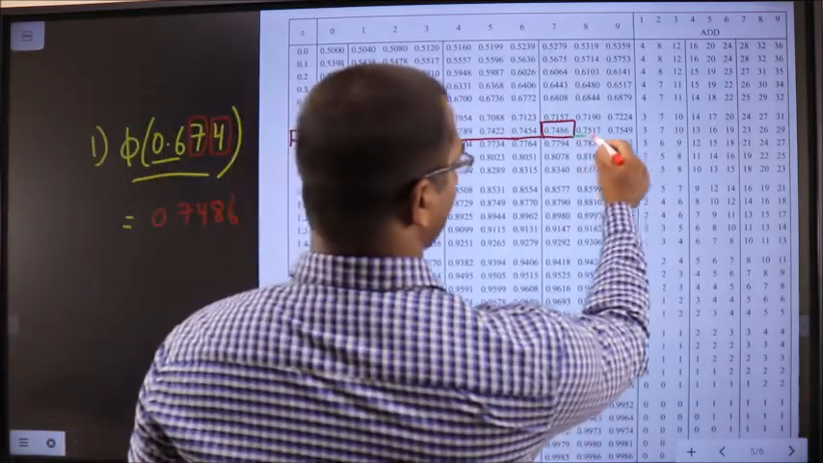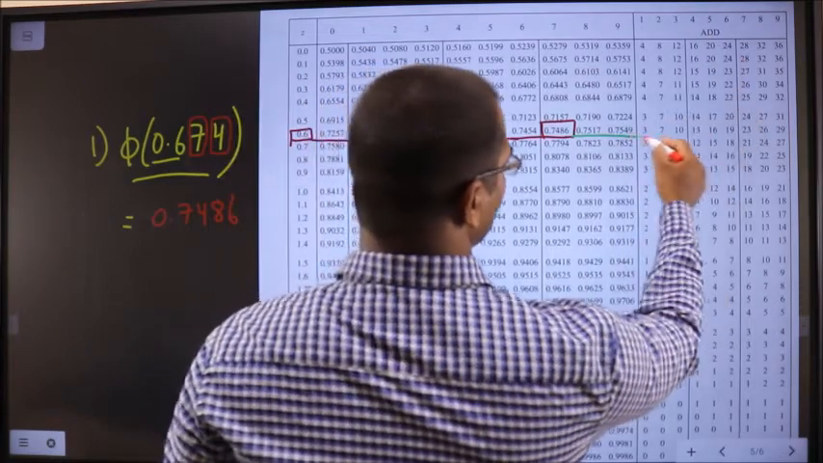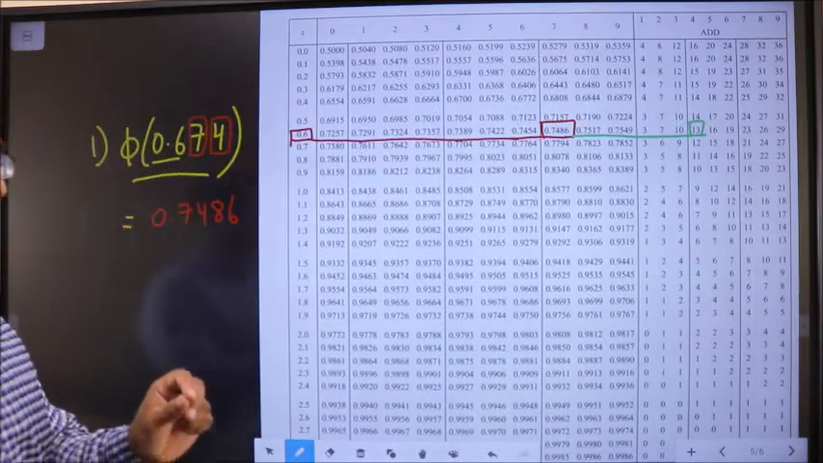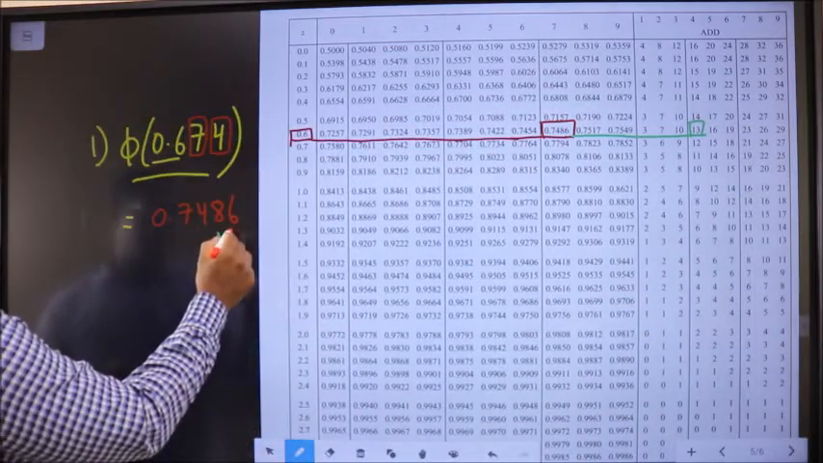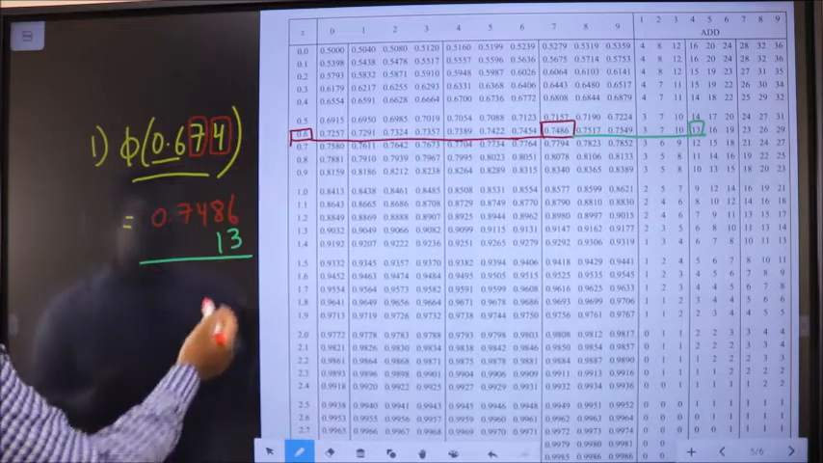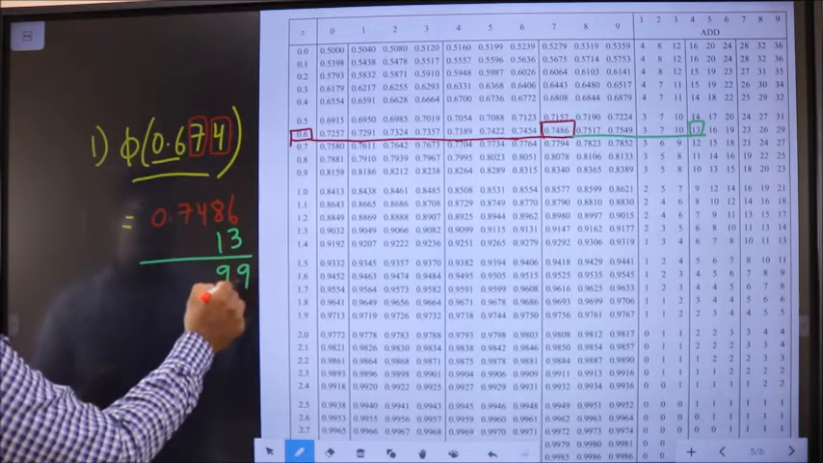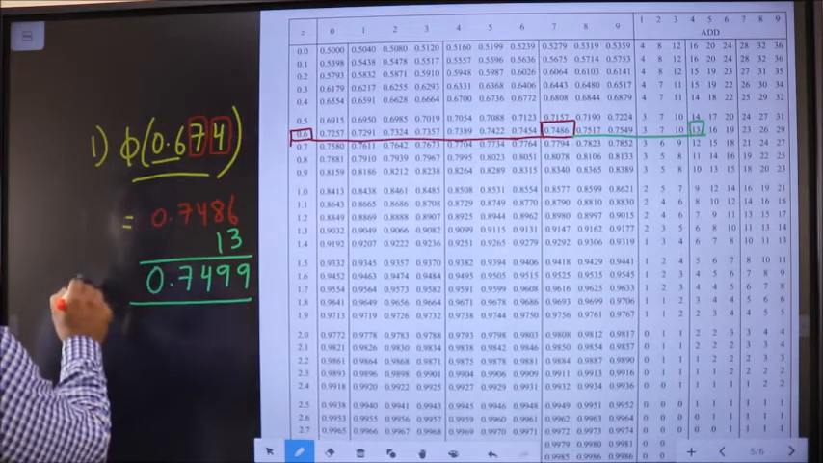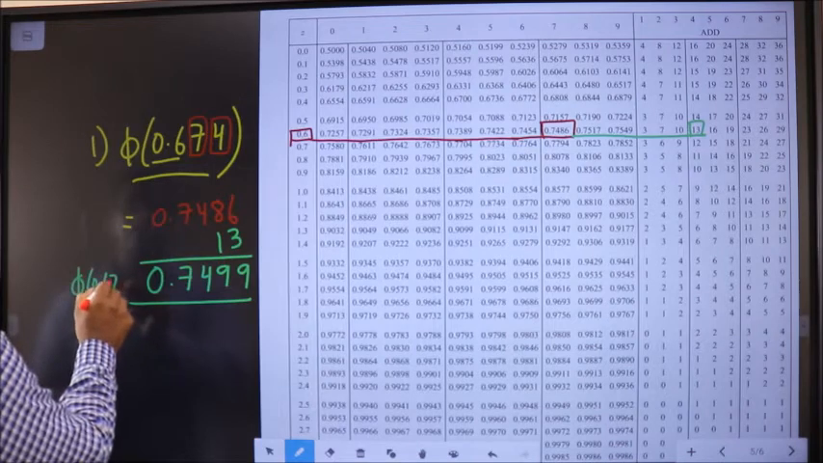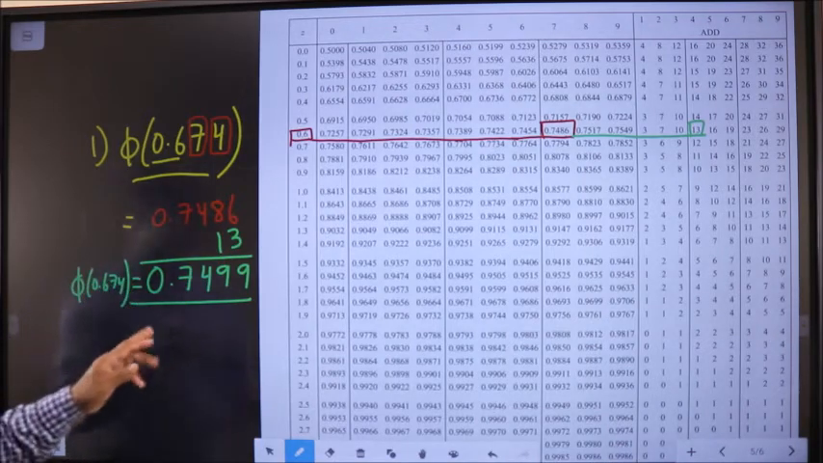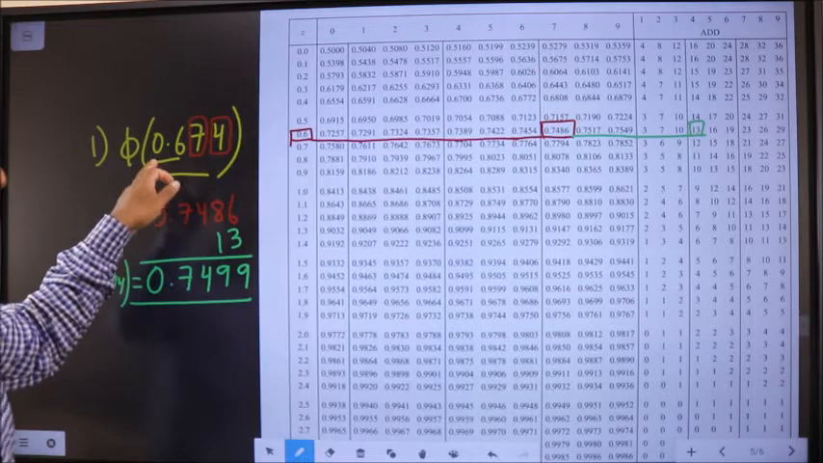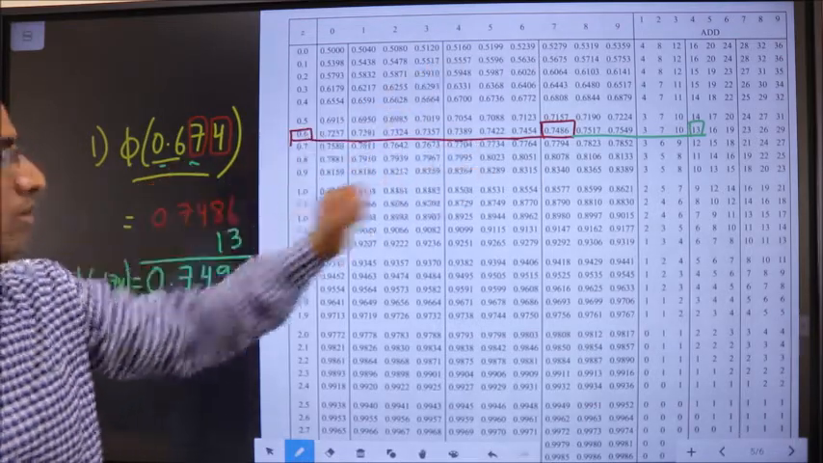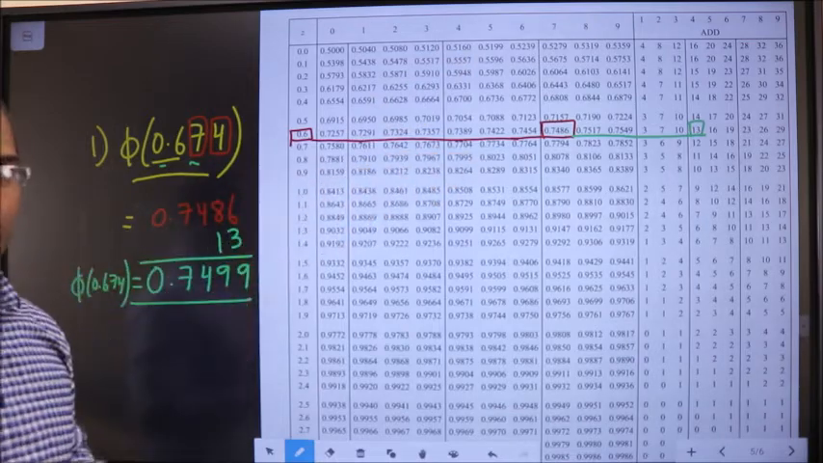In the same line, now you will be looking over here. In the fourth place, I have 13. So you should add 13 to the last digits. So what will it result in? 6 plus 3, 9, 9, 4, 7. This is nothing but phi of 0.674. Okay, this is how we find it: 0.6 over here, next decimal in the same row, then this also on the same row.